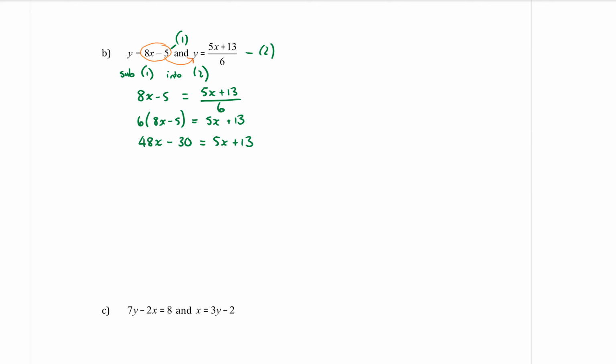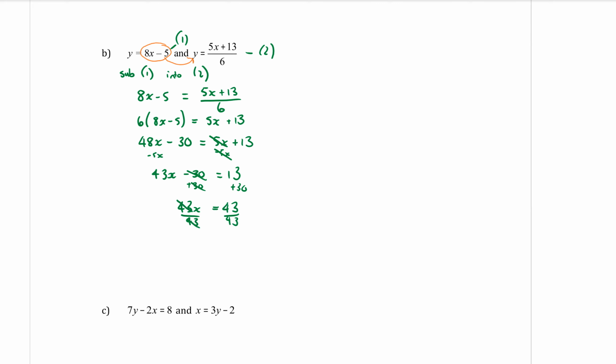So let's subtract the 5x, the smaller one. 48 take away 5 means 43x, take away 30 equals 13. And we keep moving things away from the x. Next, plus the 30. 43x equals 43. And last step, divide by 43.